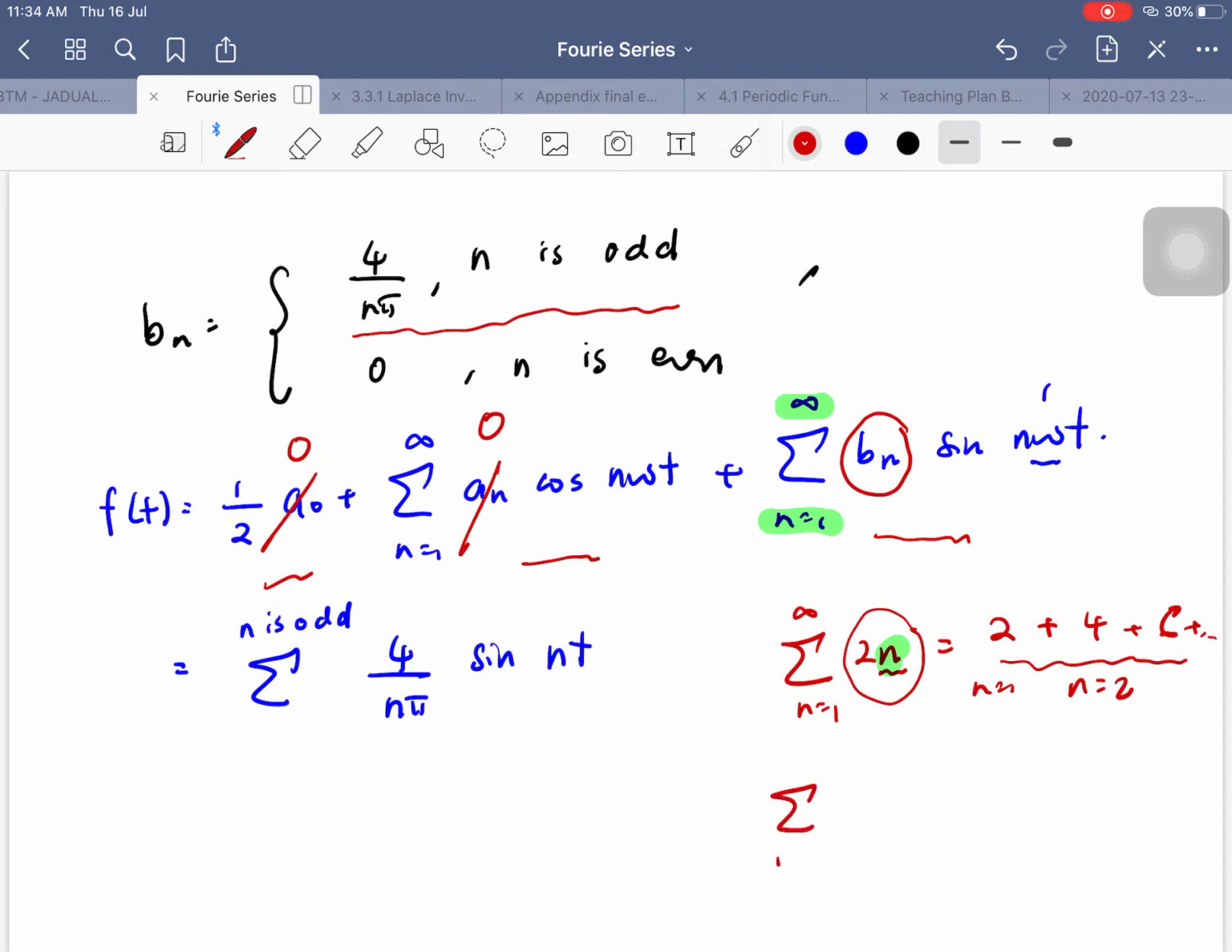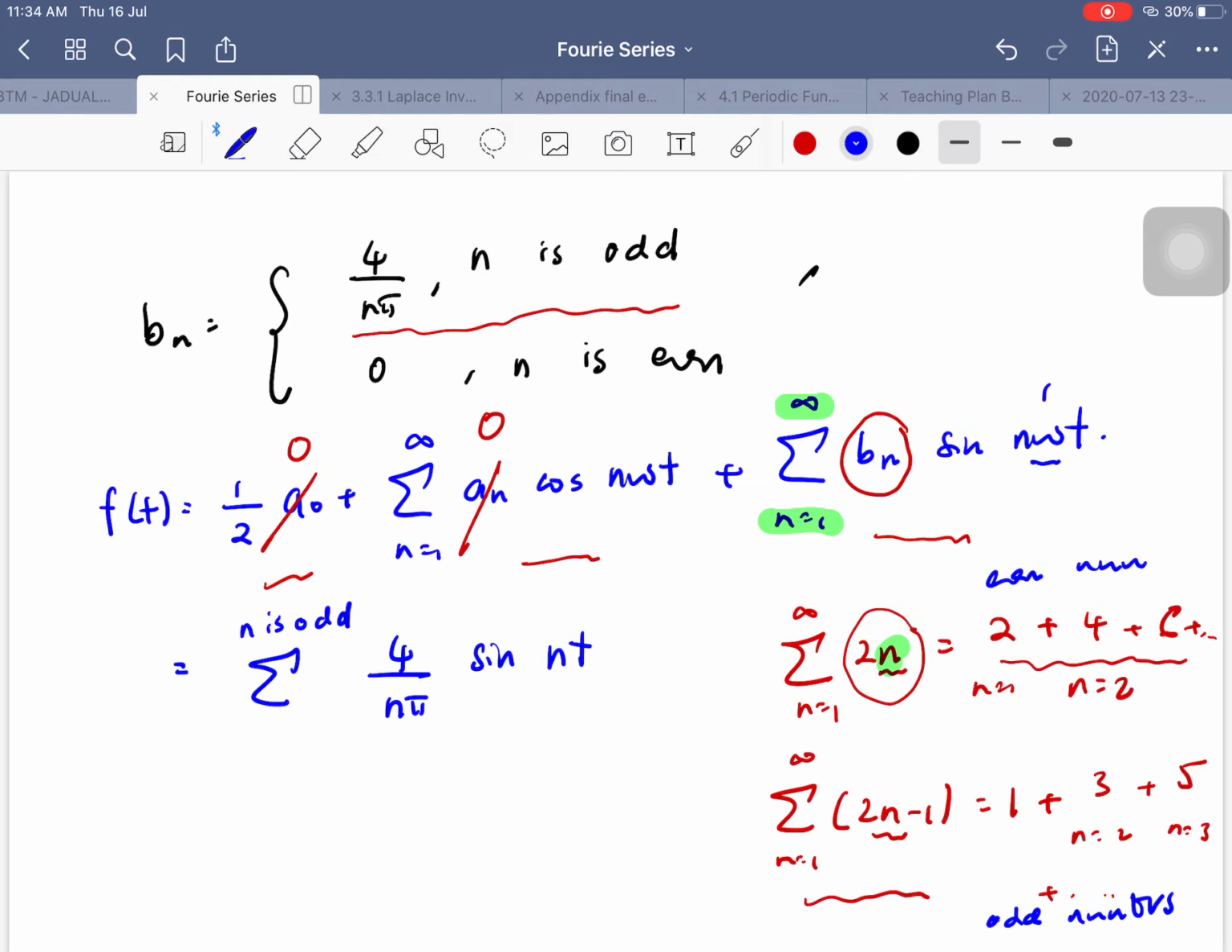But whenever I have n equal 1 to infinity of 2n minus 1, when n is equal 1, I'm going to have 2 minus 1, that will be a 1. When n is equal 2, I'm going to have 4 minus 1, that is going to equal 3. When n is equal 3, I'm going to have 6 minus 1, that is going to equal 5, and so on. If you notice, this series created odd numbers. So this one creates odd numbers, and this one creates even numbers.